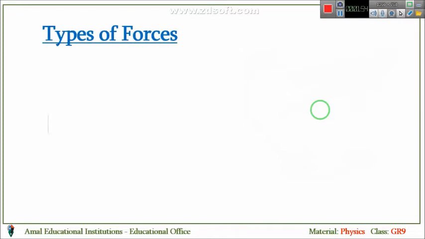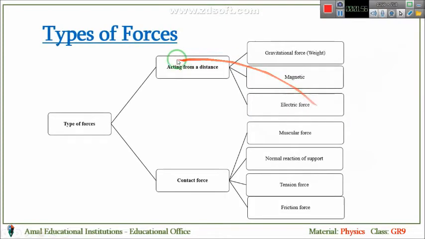The type of a force. We have two types of forces: forces acting from a distance and contact forces. The forces acting from a distance are three: the gravitational force, the weight, the magnetic force, and the electric force, while the contact forces are the muscular force, the normal reaction of support, the tension force, and the friction force. Now we will start discussing these forces.